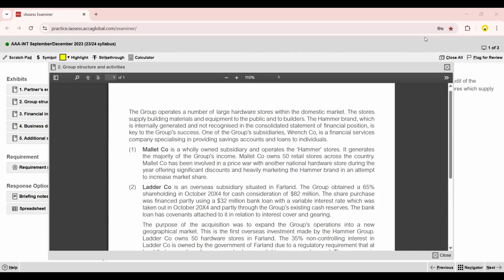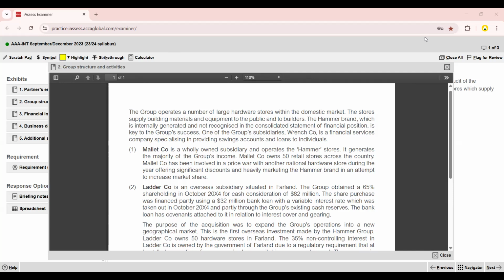Also, if any company is offering significant discounts, don't you think once they stop giving the discount, they will lose their customers, because customers will think that they are not going to receive any discount, so why should they continue with the Mallet company or the Hammer group. So these are the indicators which affect the business cash flow, profitability, and market share, even though it's mentioned that marketing the Hammer brand is an attempt to increase market share. No, this is not correct.